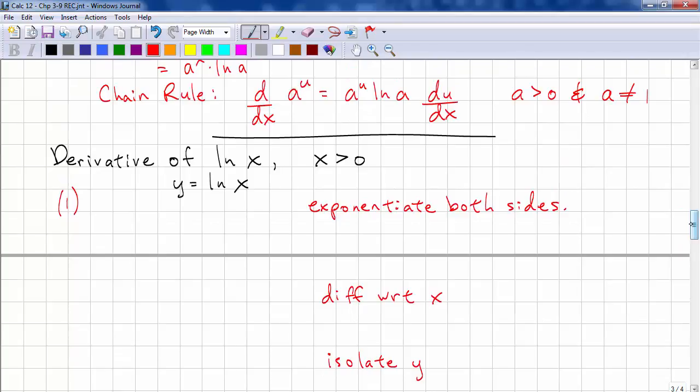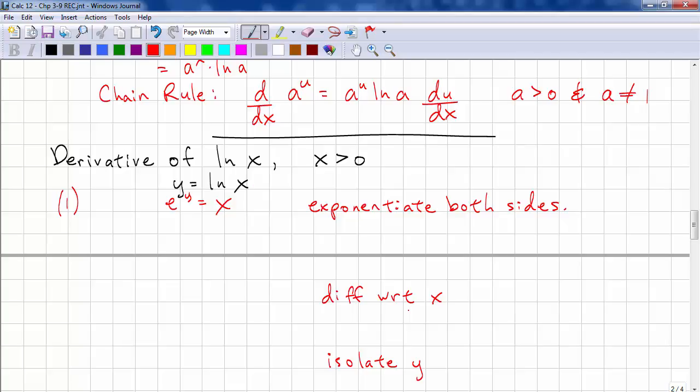The derivative of ln x, and x is greater than 0 because we can't take the ln of negative numbers. We have y equals ln x. Well, this doesn't do us very much good because we're trying to find the derivative. We don't know what the derivative is, so we can't just do this. So one way to solve this is by exponentiating both sides. So we have e to the power of y equals x. E to the power of ln x cancels each other out because they're inverses.